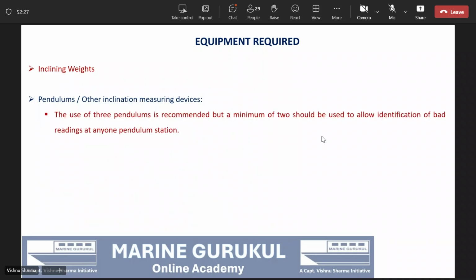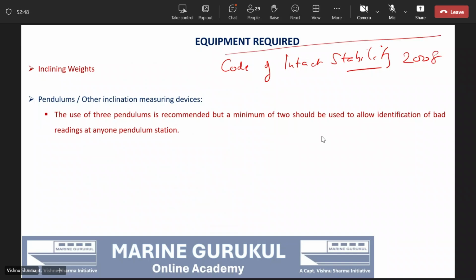The guidelines. Now, guys, just for information, where am I teaching you from? Where is all this contained? This is contained in the Code on Intact Stability. Presently, which Code on Intact Stability is applicable? The Intact Stability Code 2008 is currently in force. Whatever I'm teaching you is from there.